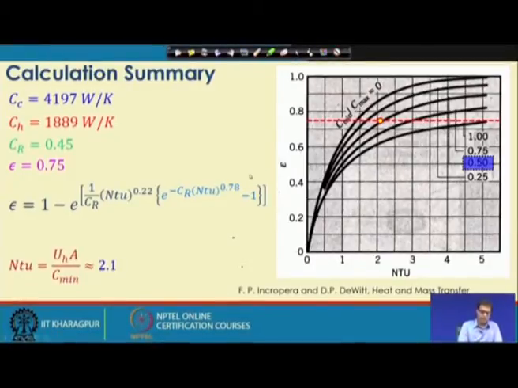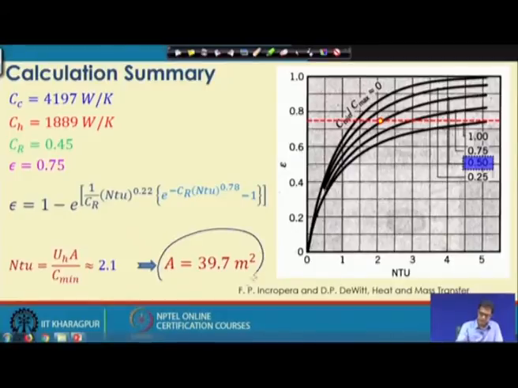So if we consider this to be 2.1, then we have in this equation U is known, C min is known, and NTU approximately is 2.1. So we can calculate the heat transfer surface area, and that will come as 39.7. So the required heat transfer surface area for this heat exchanger is 39.7 meter square. Thank you.